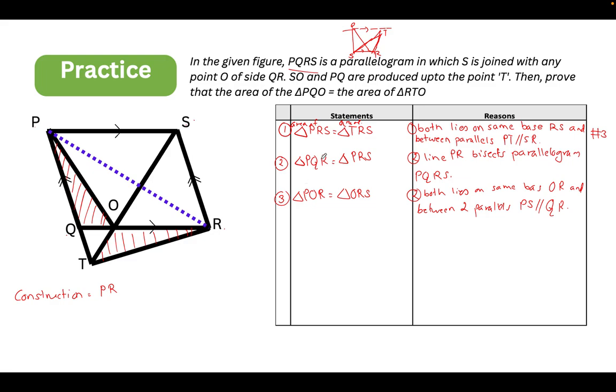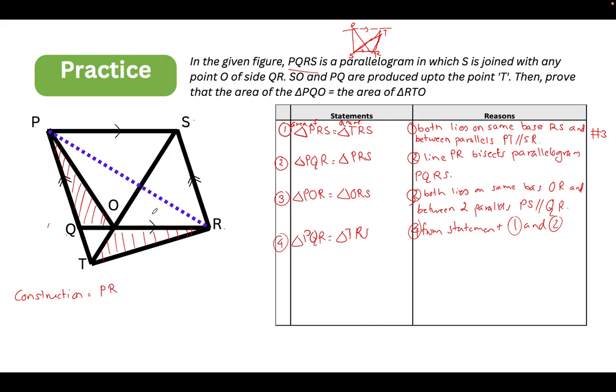Now what we will do is combine statements 1 and 2. So statement 4 will be: triangle PQR is equal to triangle TRS, because TRS is equal to PRS and PQR is also equal to PRS, from statements 1 and 2. So now PQR is equal to TRS.